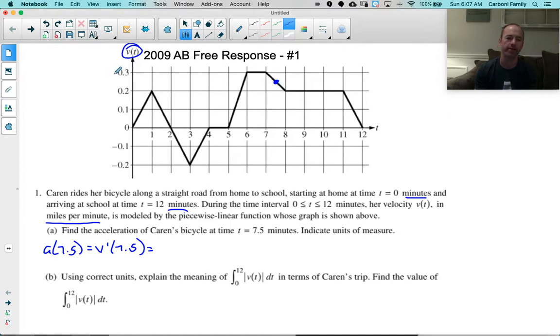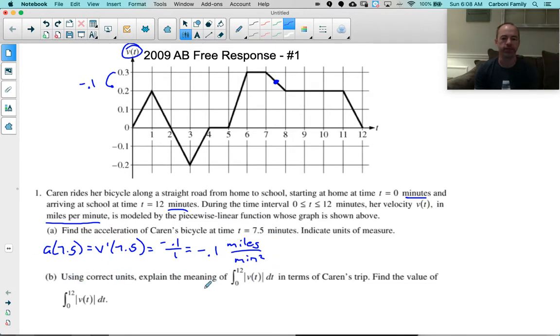However, look at the units in my velocity over here. That's a decrease of -0.1. My t's do increase by 1, so we go down 0.1, we go to the right 1, and my acceleration at 7.5 is -0.1. They do tell you to indicate units of measure. However, they shouldn't have, because you should always know that when units are provided, you provide units in the answer. The units for acceleration are distance per time squared, or in this case, miles per minute squared.